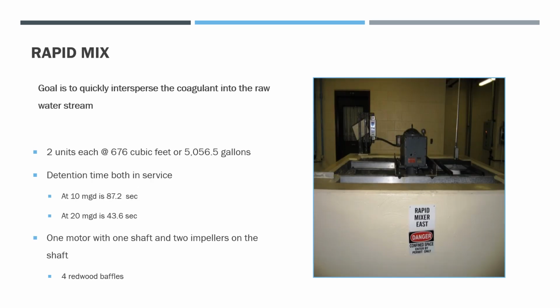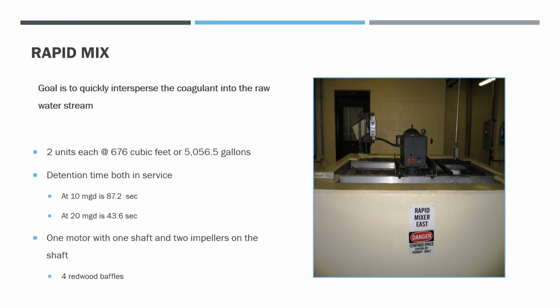We mentioned that in rapid mix, the goal is to quickly intersperse the coagulant into the raw water stream. There are 2 units at Aquarius plant, 2 rapid mixers. Each of them is about 676 cubic feet, or a little over 5,000 gallons. So the detention time with both units in service at 10 mgd would be 87.2 seconds, and at 20 mgd would be 43.6 seconds. So we can see that at Aquarius plant, the operators rarely run two rapid mixers. They don't need to have that much rapid mix time. So one will do for most of their flow rates.